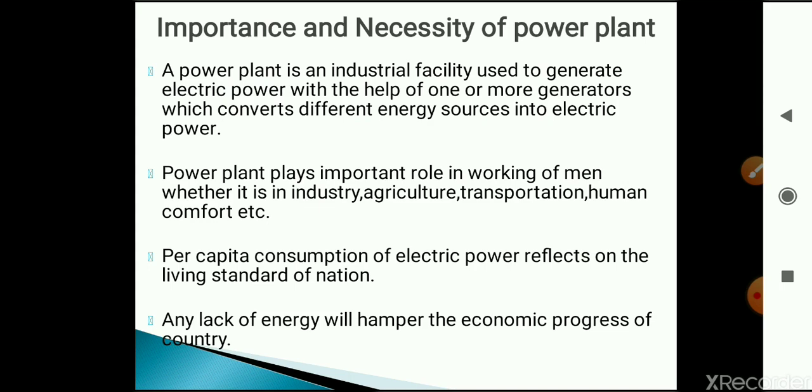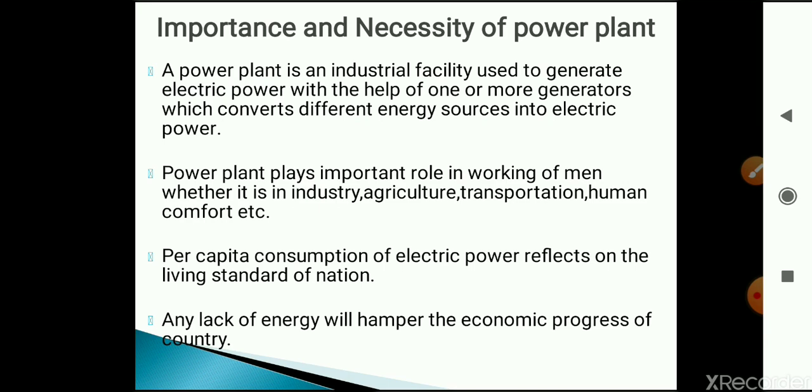So we are using different types of energy as an input to generate the electricity. It plays an important role in the working of men, whether it is in industry, agriculture, transportation, or human comfort. In all these sectors, electricity is very necessary. Next point is the per capita consumption of electric power reflects the living standard of a nation. So the expenditure on electricity or use of electric appliances shows the living standard of a particular nation.